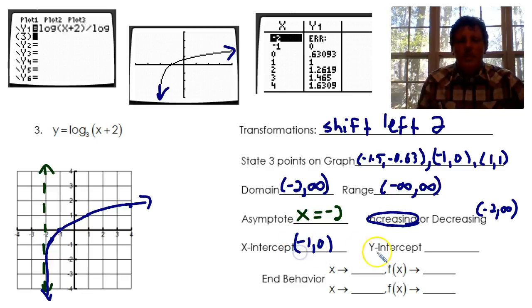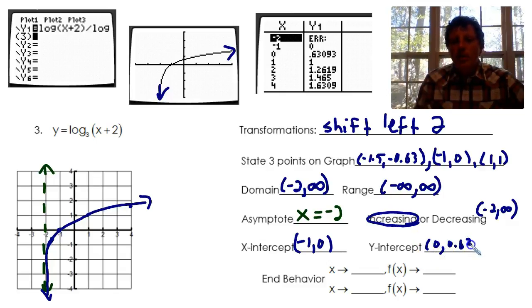And the y-intercept I'm going to get from my table, since it does cross the y-axis this time. In the two previous examples, it has not. But because of the shift left, it crosses the y-axis, and it crosses right here at 0, 0.63-ish. So 0, 0.63 will be a good estimate of where it crosses that axis.